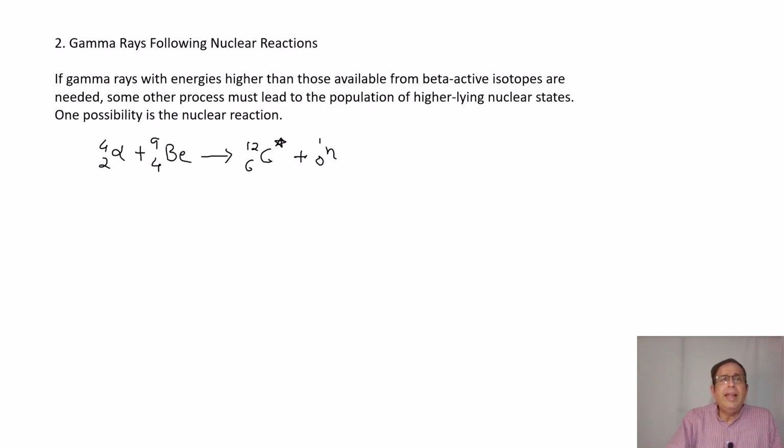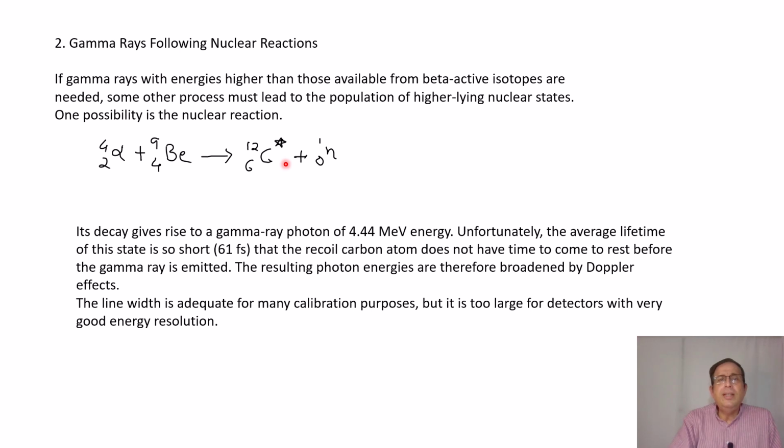So gamma rays also come out through nuclear reactions. For example, if beryllium-9 is bombarded with alpha particles, then it converts into carbon-12, which is in the excited state, and a neutron is also produced. Now this carbon is in the excited state, so it falls down into the ground state and produces a 4.44 MeV gamma ray.